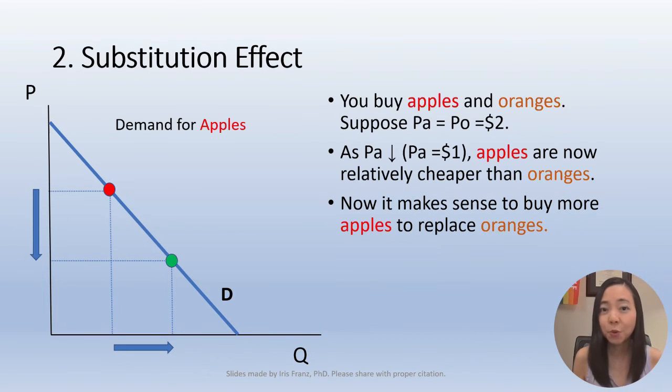Another reason that causes a downward sloping demand curve is called the substitution effect. Imagine you enjoy both apples and oranges and typically buy a mix of both. Now, suppose the price of apples drops while the price of oranges stays the same. What happens? Since apples are now cheaper, they become more attractive compared to oranges. You start buying more apples because they give you better value for your money. In other words, you buy more apples to replace oranges. We call this the substitution effect, another key factor why demand curves are downward sloping.